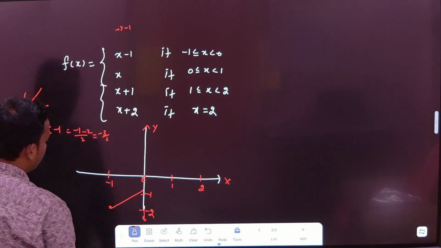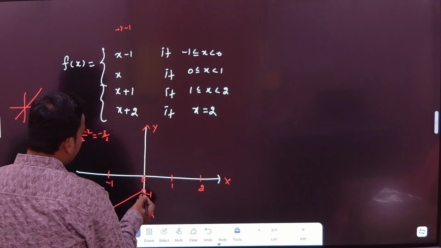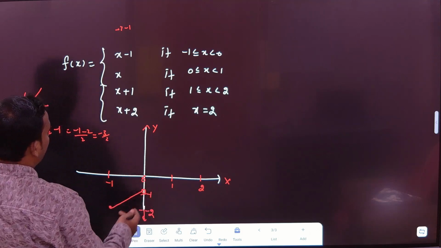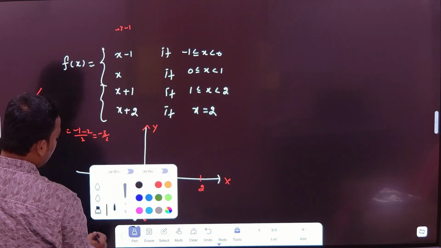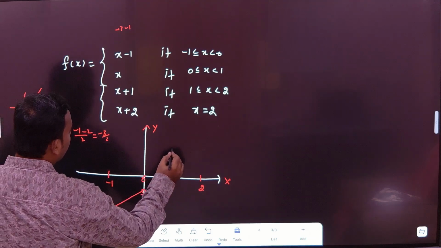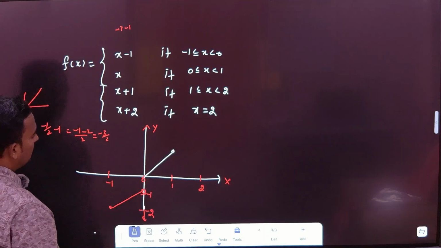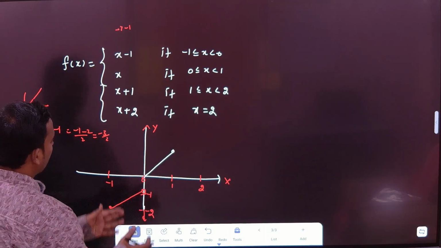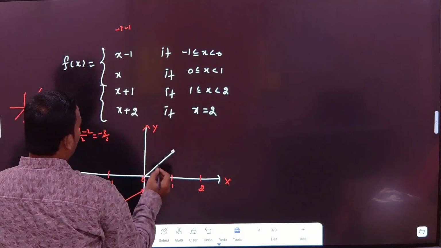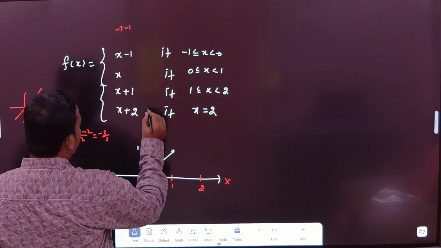Okay, this is the graph. But when you take 0 to 1, 0 to 1 will be y is equal to x, right? Y is equal to x, this one. When you take 1 to 2, x plus 1, you just have to shift. If you put 1 here, 2. This is 1, right?